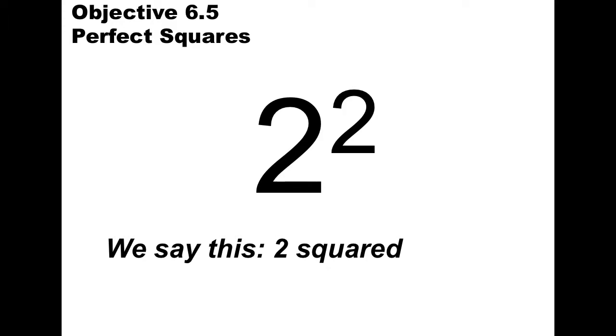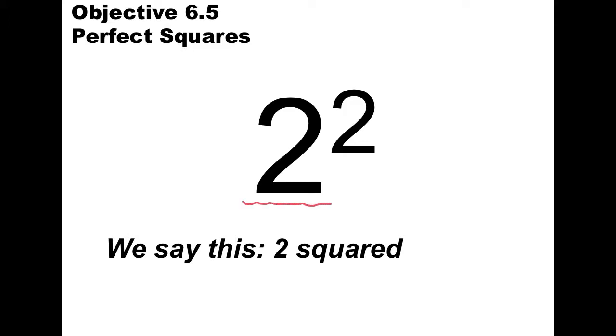So in this edition of Mr. Peterson Presents, we're going to take a look at Objective 6.5, and in that we're going to talk about perfect squares. And so here we have an exponent, 2 to the power of 2. So we could say this as 2 squared, and you'll see why we call it 2 squared here in a second, but let's recap some key vocabulary words here.